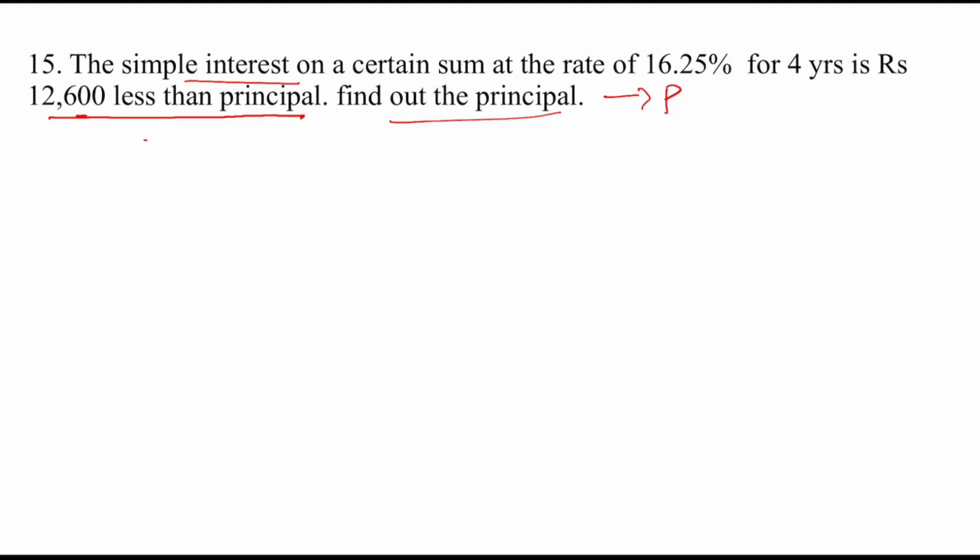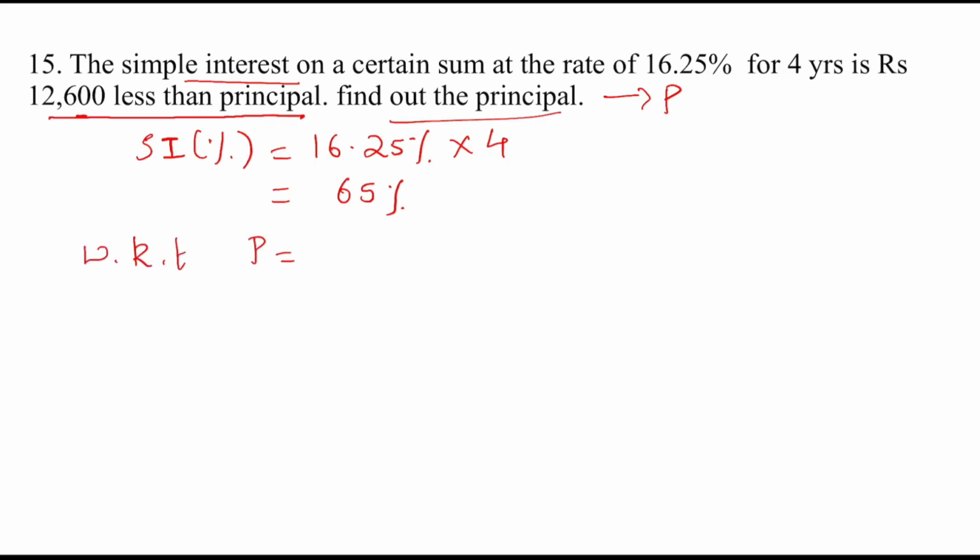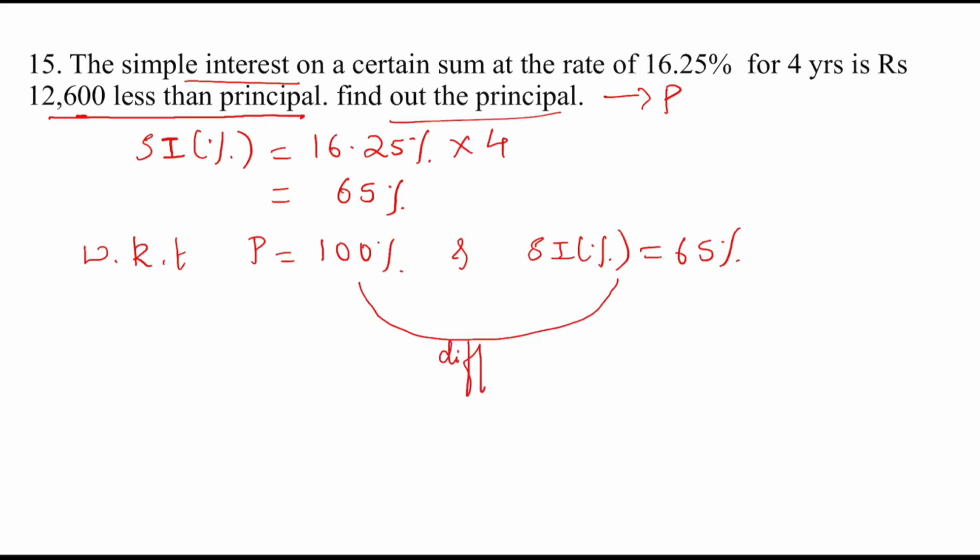Now it is given that SI in percentage is how much? 16.25% into time, which is 4 years. So SI in percentage is 16.25 into 4, which is 65%. Now we know that principal is always 100%, and SI in terms of percentage we got is 65%. So the difference between principal and SI in percentage is how much? 35%.